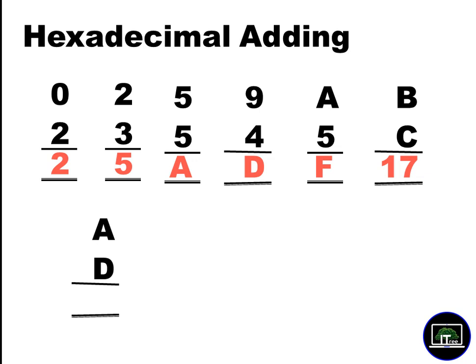A D. A means 10. D means 13. 23. It is 1, 7 again. Okay. F F. F means 15. 15 plus 15, 30. What is 30? You convert it into hexadecimal. Look at now.